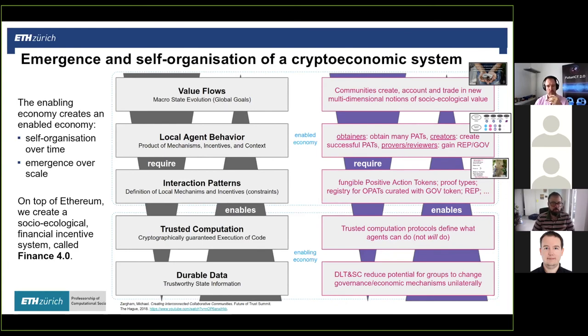So I'm not going through that in detail. I just want to quickly show you the gray part of the figure, because it helps you to understand DLT systems again in a different way. It's also something like a stack, but it's not a technology stack. So, let's start at the bottom for once. It says durable data, trustworthy state information.